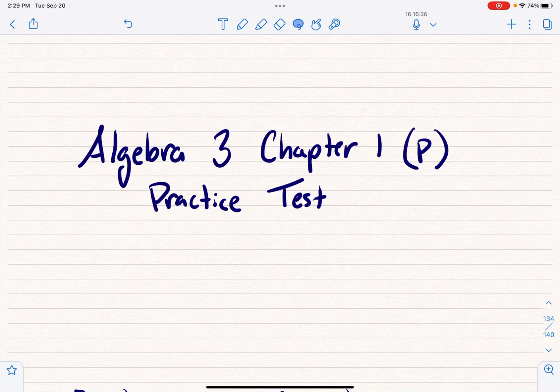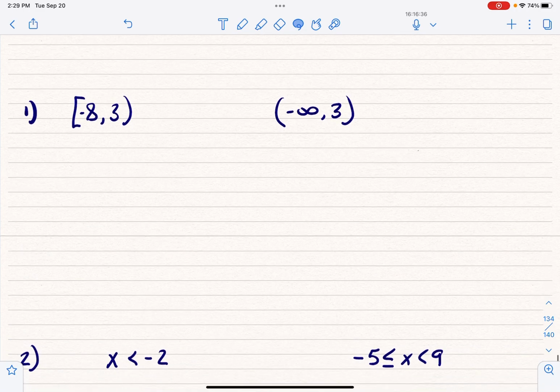Hi, everyone. We're going to take a look at the Algebra 3, Chapter 1, or actually Chapter P. P stands for prerequisites, practice test. We're just going to do problems 1 through 6, which is the front of that sheet, and hopefully this makes sense to you. If I move too fast, just rewatch whatever I moved too fast through. All right, without any further ado, here we go.